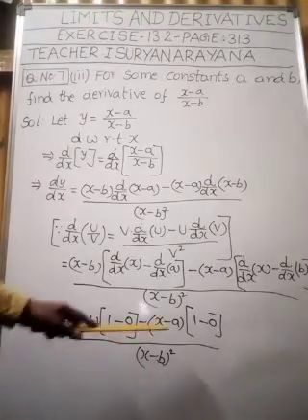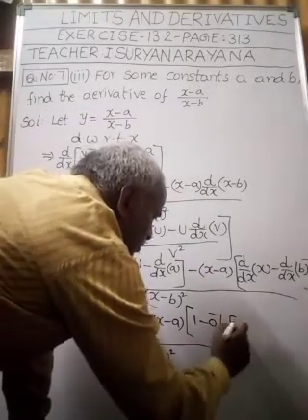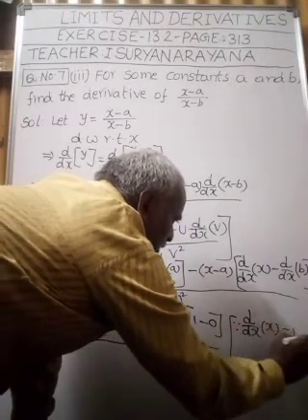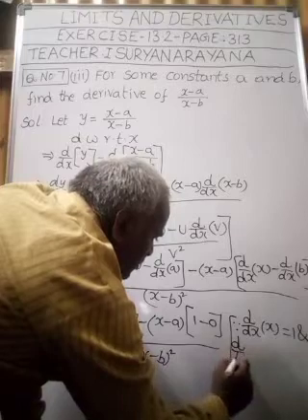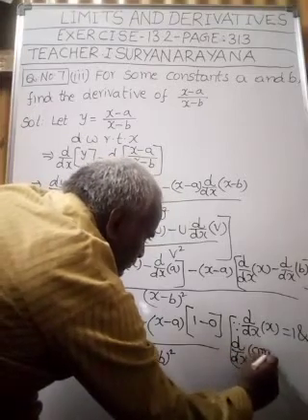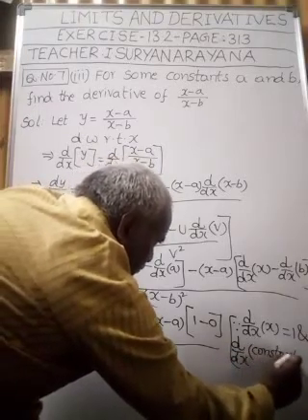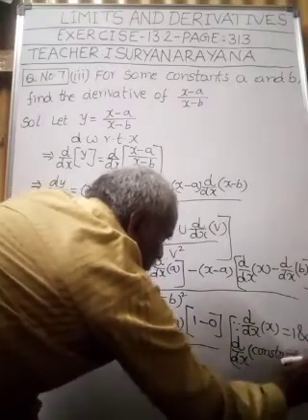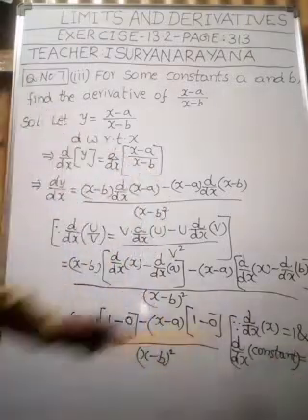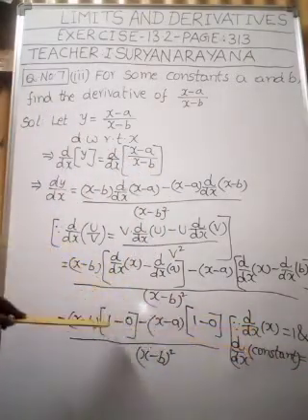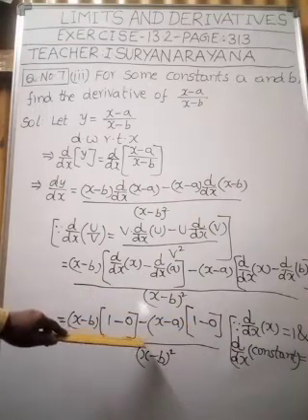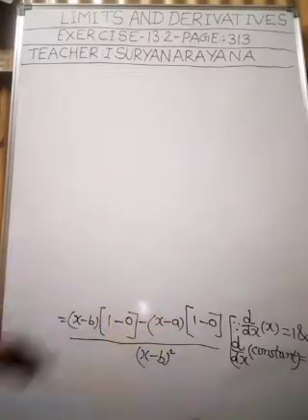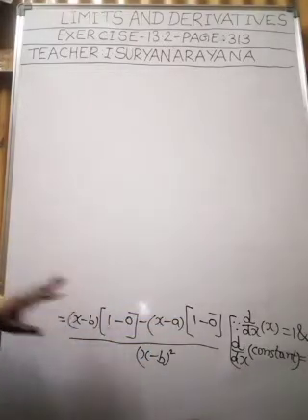Okay, my children, understood this step because d by dx of x is equal to 1 and d by dx of constant is 0. So by using these two derivative formulas we wrote this step. Understood this step, my children? Right. Now let us simplify this part. Okay, my children, differentiation part is over.